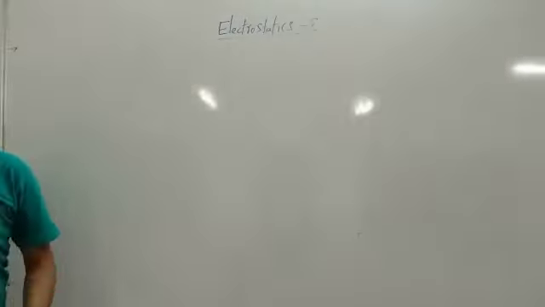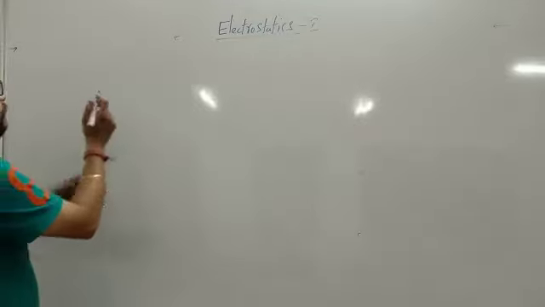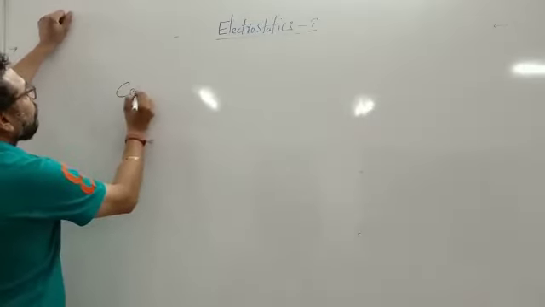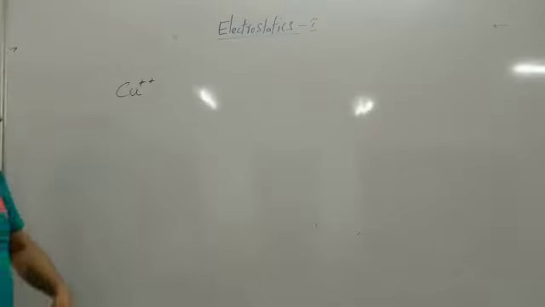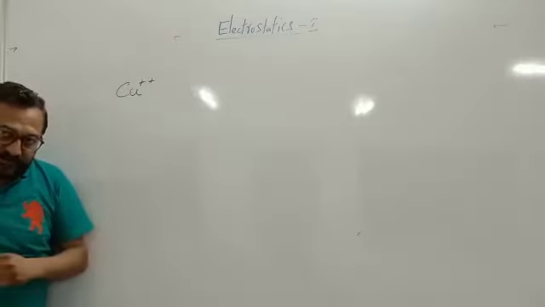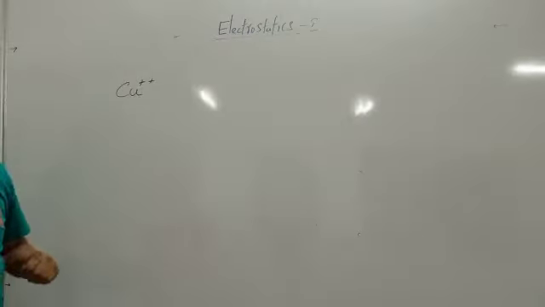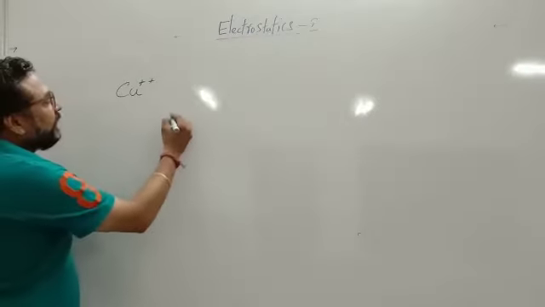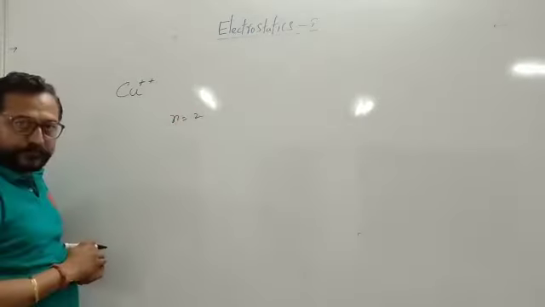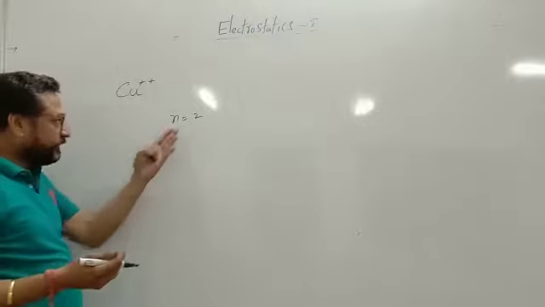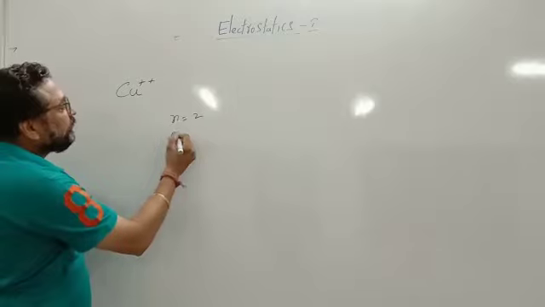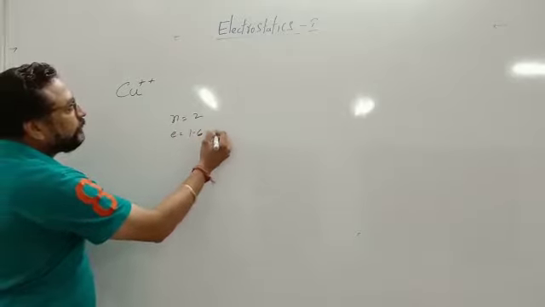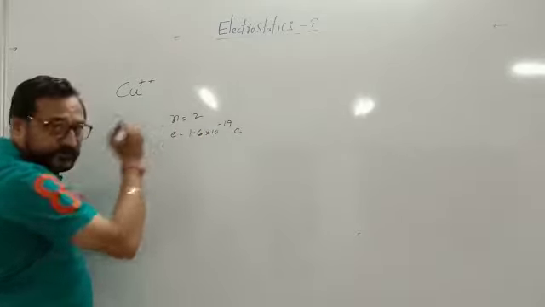Next, there is another problem. If the ion is Cu double plus, copper double plus, find the amount of charge. What is the charge on this one? Very simple. n is 2, correct? There is no positive or negative for n because it is a positive integer. e is equal to 1.6 × 10^-19 coulombs.